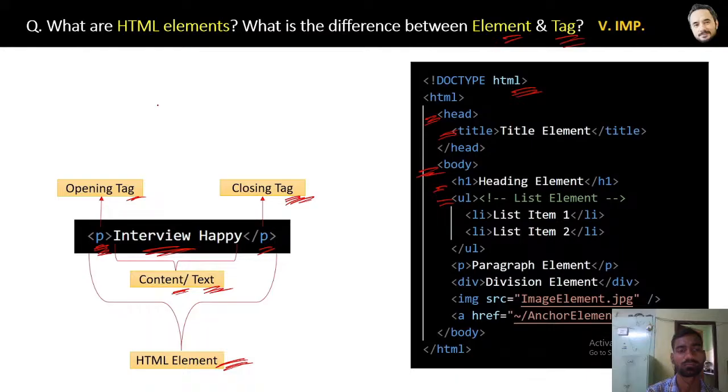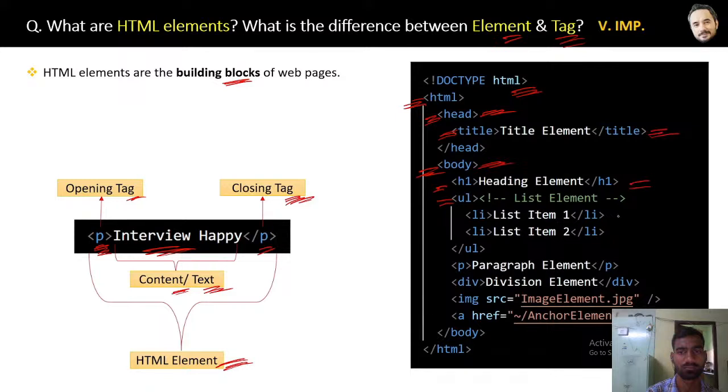Now here is the first conclusion about elements. HTML elements are the building blocks of web pages. For example, this HTML document consists of elements only, right? The HTML is the root element, then this head element, which contains more elements, like title, then there is a body which contains h1, list, paragraph, all these are just elements. So an HTML document is nothing but a combination of various elements.